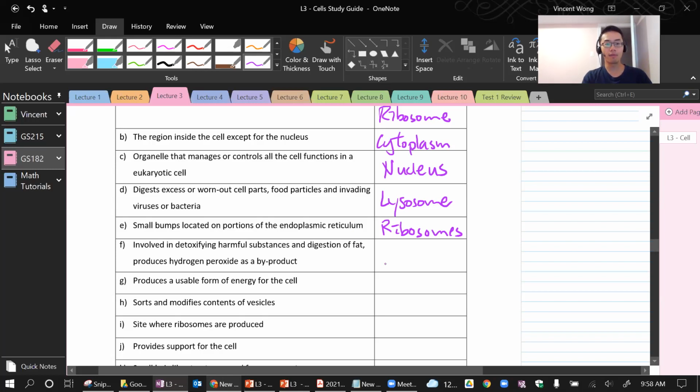Involved in detoxifying harmful substances and digestion of fat, and produces hydrogen peroxide, which is H2O2, as a byproduct. The hint here is the hydrogen peroxide, right? So it's something called peroxisome. It's similar to lysosome, but it's not part of the endomembrane system. This one uses oxidation reactions to detoxify things.